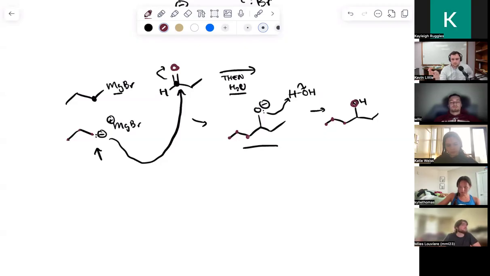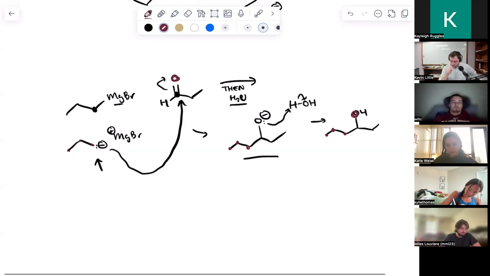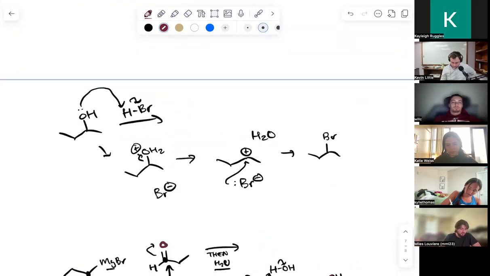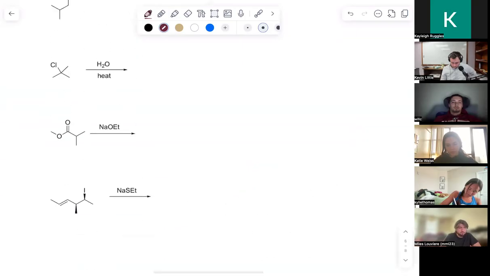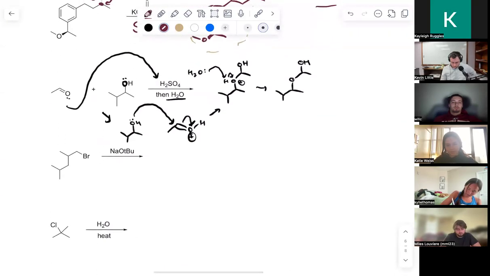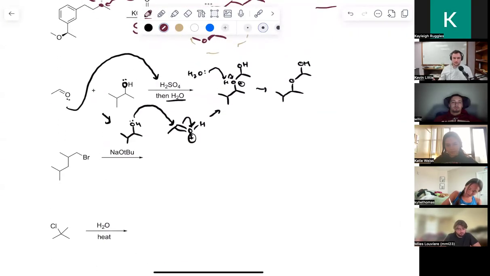I don't care that you know that this is an addition, but I do care that you can say, hey, this is a nucleophile, this is an electrophile, nucleophile attacks electrophile. Then I make it neutral. But yes, water doesn't always mean that you're taking a proton. Sometimes you could be giving a proton with the water.